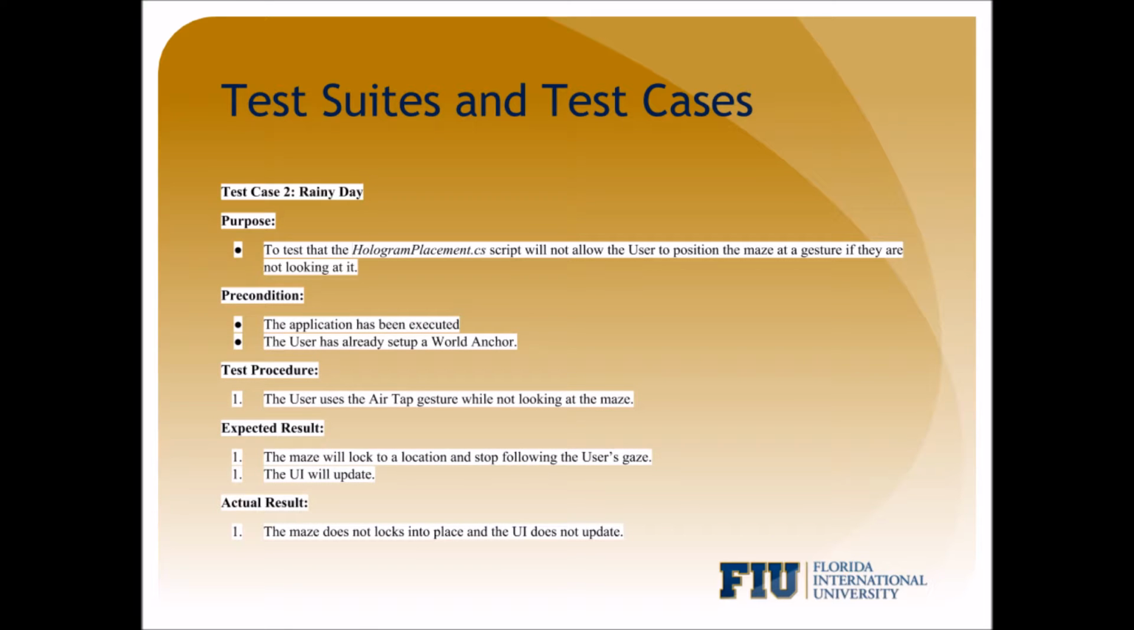This test case is one of our rainy day test cases for Play Game user story. Its purpose is to test that the hologram placement script will not allow the user to position the maze at a gesture tap if they're not looking at it. To test it, the user looks in a random direction and does an air tap gesture, making sure that they're not looking at the maze. The expected result is that the maze will not lock and the UI will not update, but it does.